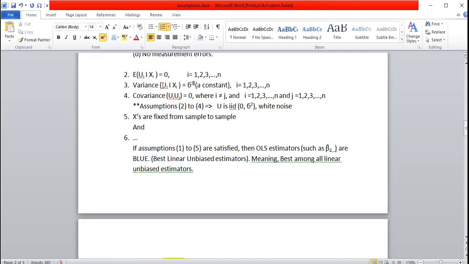Is the population variance known? No, Professor. Population variance is not known. Population mean is not known. Population variance is not known. That is a problem.